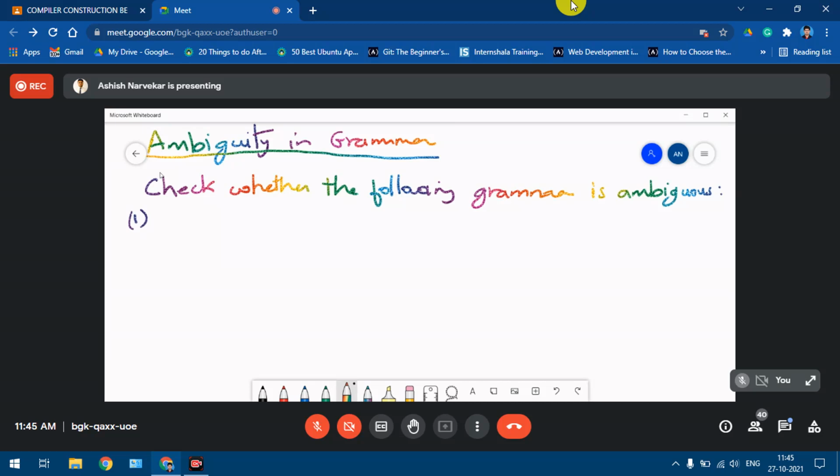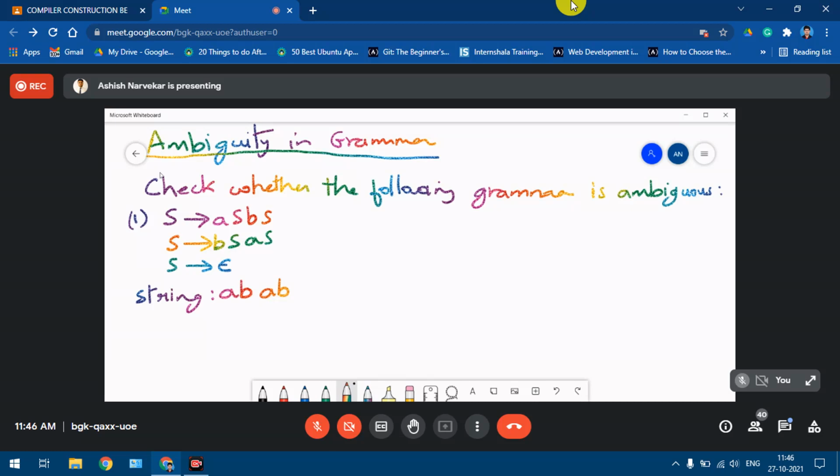Let's say we have S derives ASBS, or S derives BSAS, or S derives empty, epsilon. Okay, so now this is a grammar that is given to us, and the string for which we need to check is AB. Okay, so now this is what is given to us.